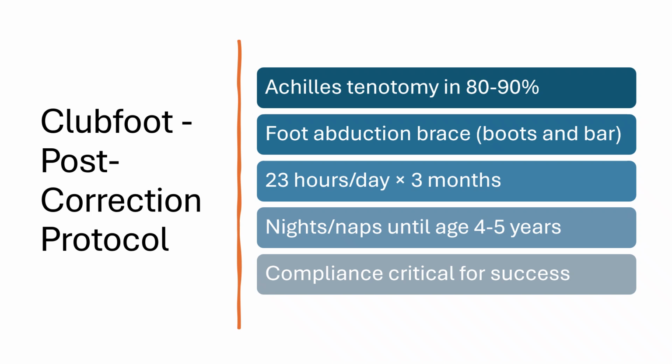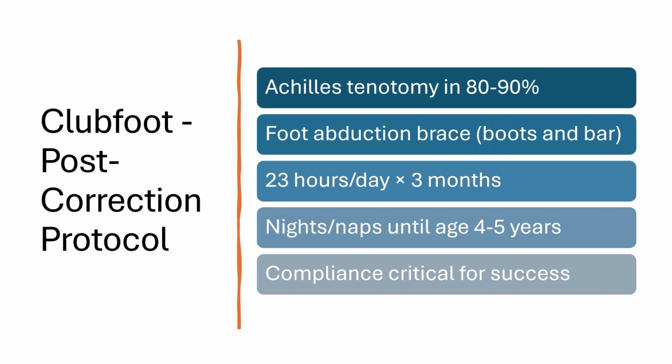The post-correction protocol proves just as critical as the initial casting sequence because maintaining the achieved correction requires ongoing intervention. Achilles tenotomy becomes necessary in 80 to 90% of cases because the equinus component rarely corrects completely through casting alone. This simple office procedure involves percutaneous division of the Achilles tendon, allowing the foot to achieve proper dorsiflexion positioning.